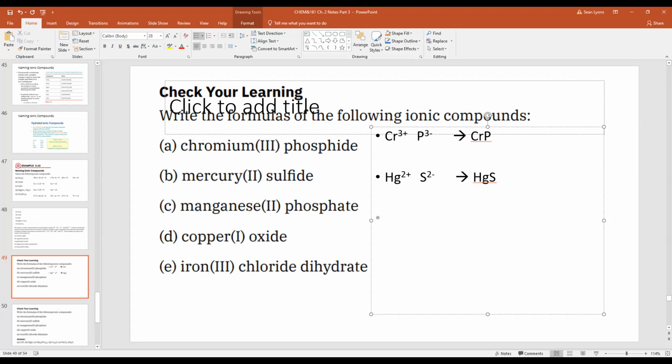Okay, with this one, manganese, I'm going to change that symbol to Mn, and then it's manganese 2.